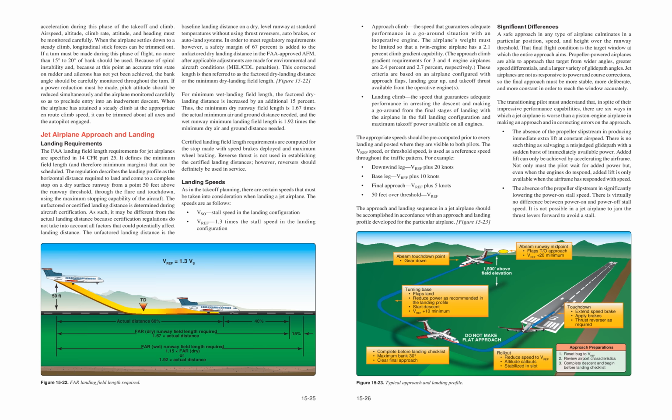Thus, the minimum dry runway field length is 1.67 times the actual minimum air and ground distance needed, and the wet runway minimum landing field length is 1.92 times the minimum dry air and ground distance needed. Certified landing field length requirements are computed for the stop made with speed brakes deployed and maximum wheel braking. Reverse thrust is not used in establishing the certified landing distances, however, reversers should definitely be used in service.